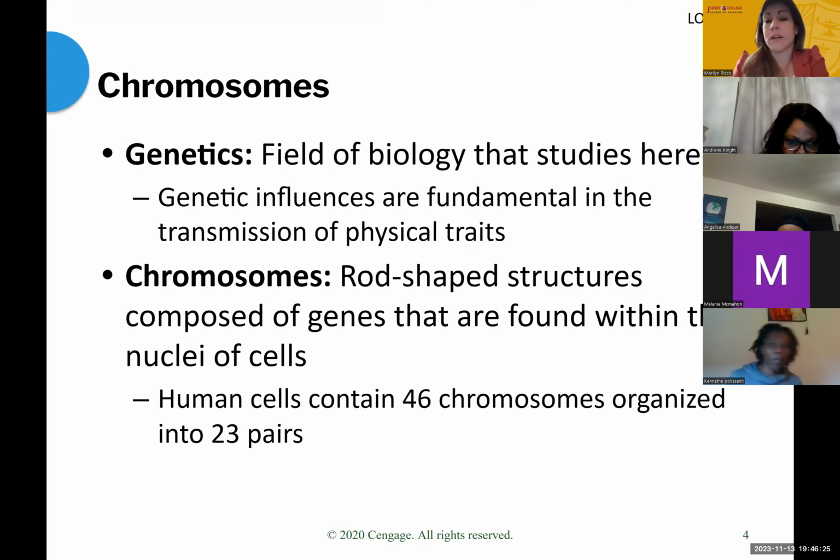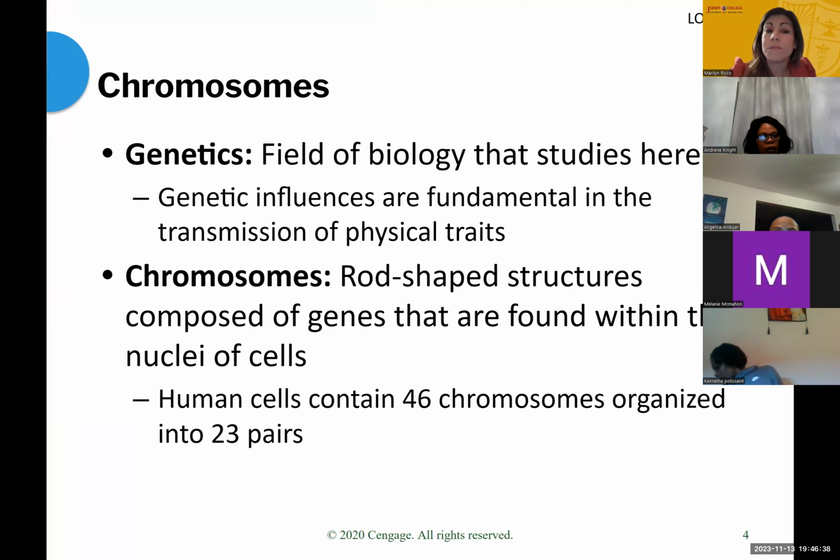So the influence of heredity on development. This is all genetics, right? And all inside our bodies. So there's a lot of terms that we all have to learn and know too. So chromosomes, we have genetics. It's the field of biology that studies heredity. Genetic influences are fundamental in the transmission of physical traits.